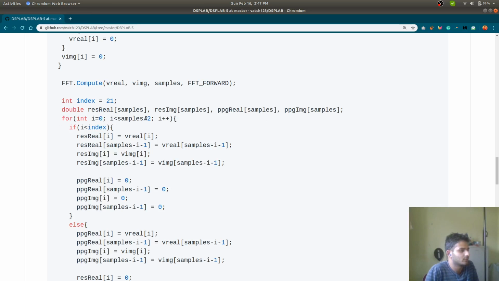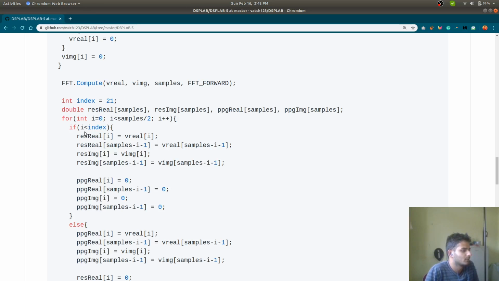Less than samples by 2. We are going to samples by 2 because, if you see here, we are taking the values from behind also, in a symmetric manner. Since the FFT is symmetric, x of 0 is equal to x of n samples. So if we go halfway and take both the samples from both the sides, we'll be done.